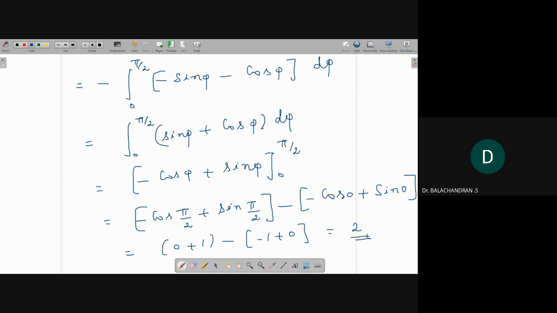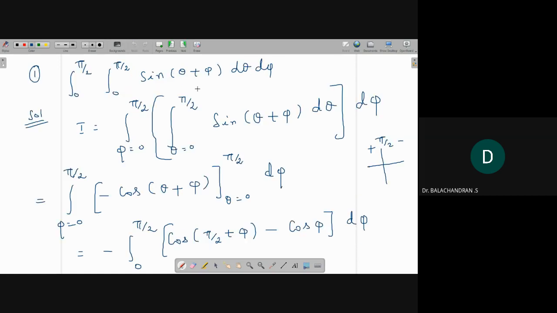Sir, can't we do it by expanding? Expansion, okay. If you expand, you'll get sin A cos B plus cos A sin B. You can do it, but I feel that this is a little bit easier.